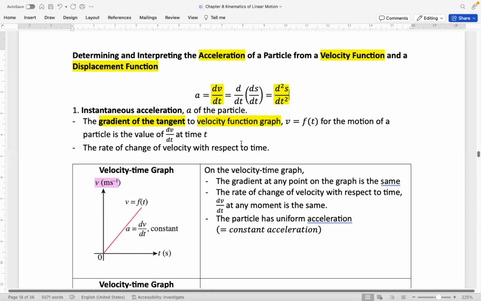Instantaneous acceleration. If you have a velocity function graph, then the gradient of the tangent at the points on the velocity function graph is the instantaneous acceleration, because when we find the gradient of the tangent, we will do differentiation. So for a velocity function graph, when we do differentiation, we have dv/dt, and dv/dt is actually a. So that's why the gradient of the tangent on the velocity function graph is the instantaneous acceleration.